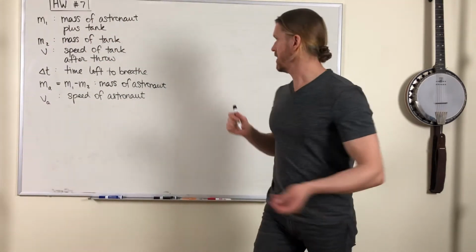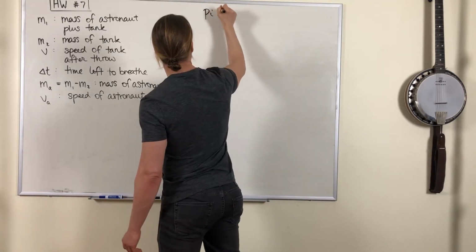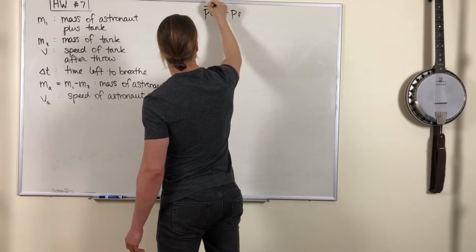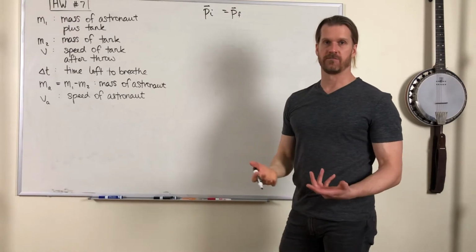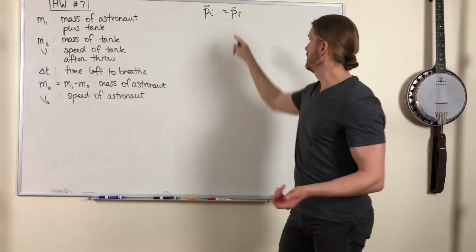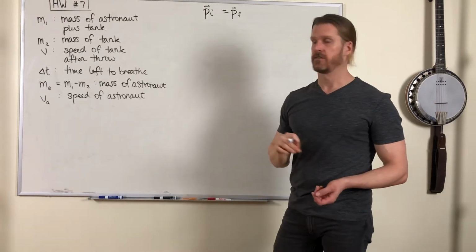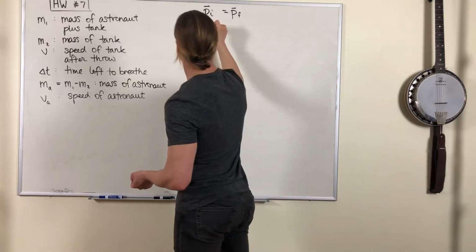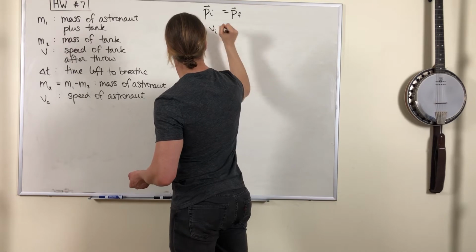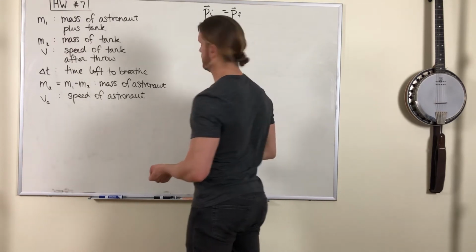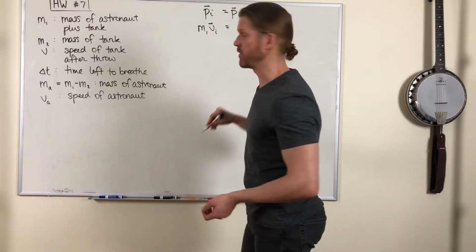Okay, let's set this problem up using conservation of momentum. The initial state will be the astronaut just motionless in space, and the final state will be after she throws the oxygen tank and things are moving. So the initial momentum is m1 times the initial velocity, which is going to be 0. So the left-hand side of this equation will be 0.